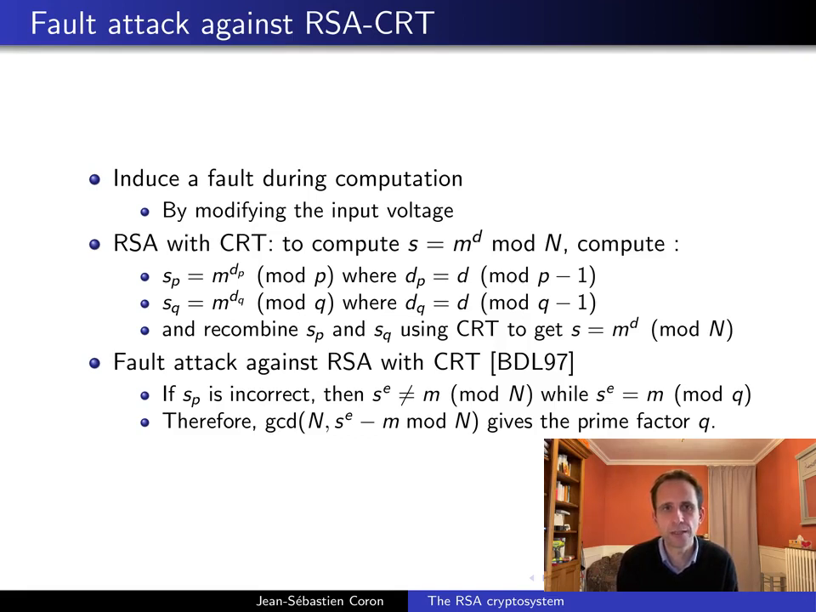But still, if we assume that there was no fault, no error during the computation modulo Q, we still have S to the power of e equal to M modulo Q. So here we have that S^e is not equal to M modulo N, but it is equal to M modulo Q. So this means that Q divides S^e minus M, but P does not divide S^e minus M. And so when we take the GCD, we have that Q is a common factor between N and S^e minus M, and so we can recover this prime factor Q. And so we completely break the signature scheme.